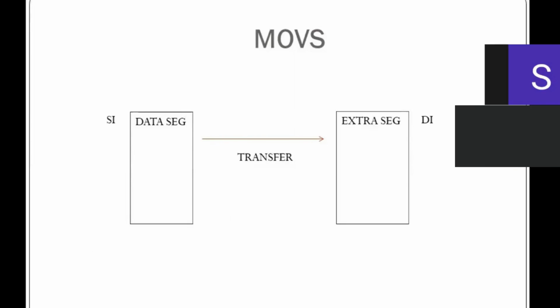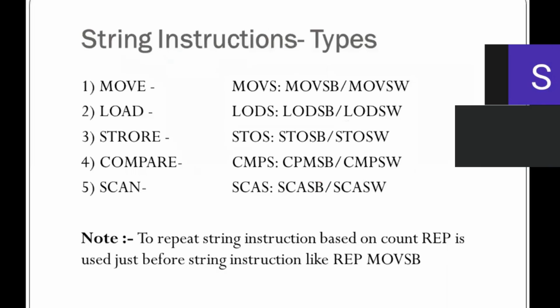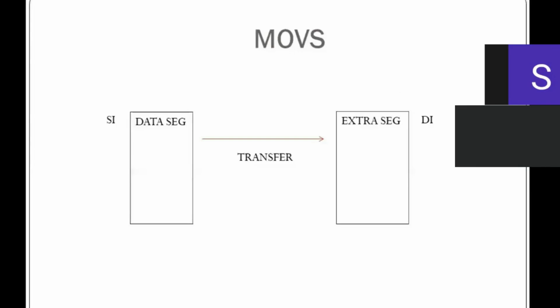Look here, the very first instruction. I'm going to explain now 5 instructions: move, load, store, compare, scan. Examples, please try to understand. MOVS, the very first instruction. Look here, we have 2 segments: one is the data segment and the other is the extra segment. You are going to transfer some data that belongs to the data segment to the extra segment.